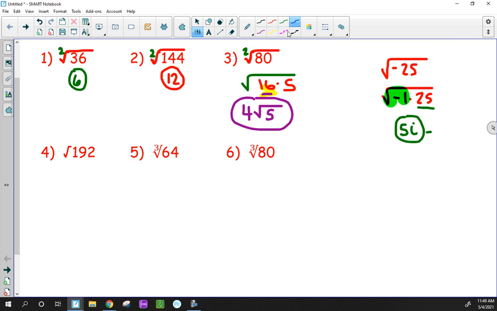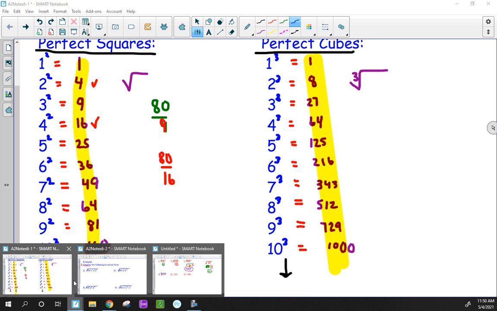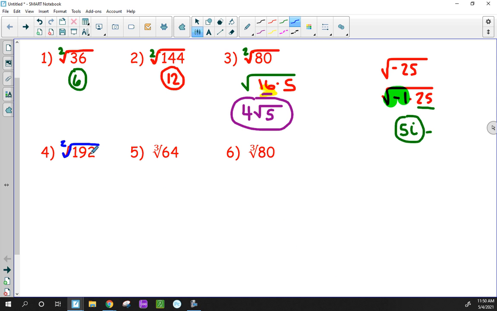We're moving on to number 4. We notice that this one says, find the square root of 192. The index number is 2. The radicand is 192. Because it's a square root, I go back and look at my perfect squares list. 192 is not on the list because it's bigger than 100. So next I type this in my calculator, square root of 192. When you do that, you get 13.8564 and so on. I do not want the decimal answer.